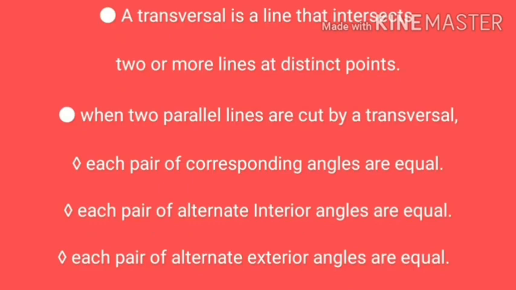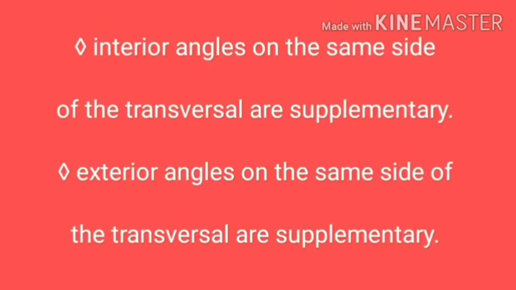A transversal is a line that intersects two or more lines at distinct points. When two parallel lines are cut by a transversal, each pair of corresponding angles are equal. Each pair of alternate interior angles are equal. Each pair of alternate exterior angles are equal. Interior angles on the same side of the transversal are supplementary. Exterior angles on the same side of the transversal are supplementary.